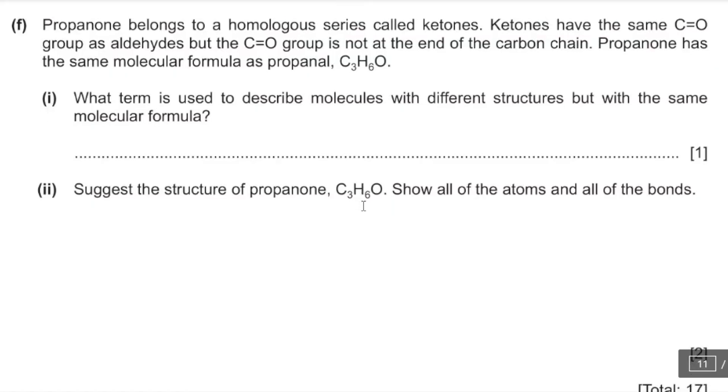Propanone belongs to a homologous series called ketones. Ketones have the same carbon-oxygen double bond group as aldehydes, but the carbon-oxygen double bond group is not at the end of the carbon chain. Propanone has the same molecular formula as propanal, C3H6O. What term is used to describe molecules with different structures but with the same molecular formula? So these are known as structural isomers.